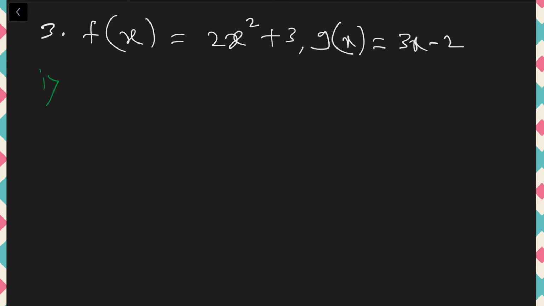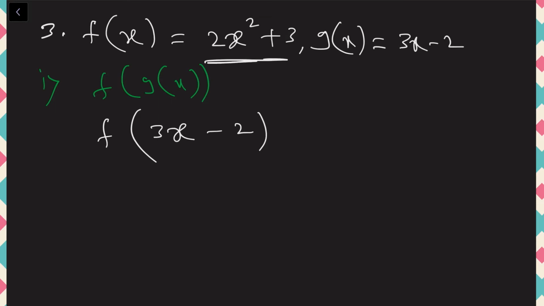So the first question is f of g of x. So let us find the value of f of g of x. f of g of x is nothing but 3x minus 2. So now this 3x minus 2 we need to substitute in the place of x in the function f. Here function f is 2x square plus 3. So 2 into x square is there. So in the place of x, we need to substitute 3x minus 2 whole square plus 3.